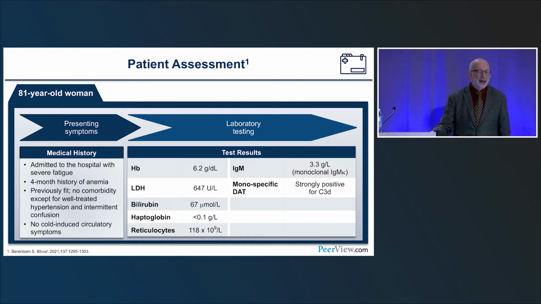So, back to our patient who has been presented to you. You have seen some of the results before, but some hours after admission, this is a real patient whom I treated, we also had a slightly elevated serum IgM of 3.3 grams per liter.